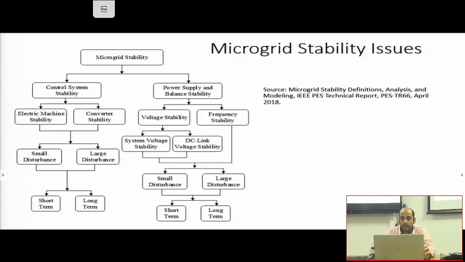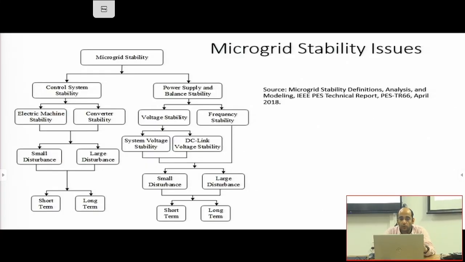Okay. So let's see this. There is an IEEE Power and Energy Society technical report. You can read this report. It describes in detail how the microgrid stability issues arise. So the microgrid stability can be of two types. One is the power balance, supply and balance stability that we all know, frequency, voltage, and there is control system stability in addition to this.